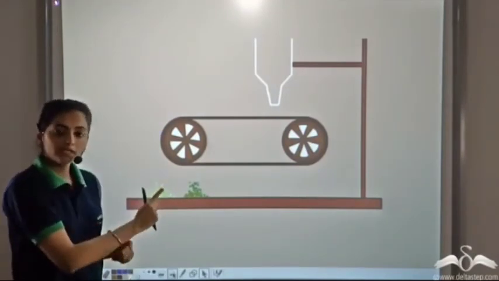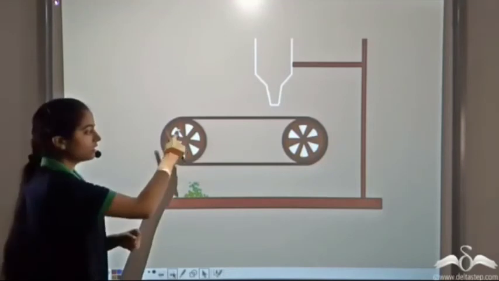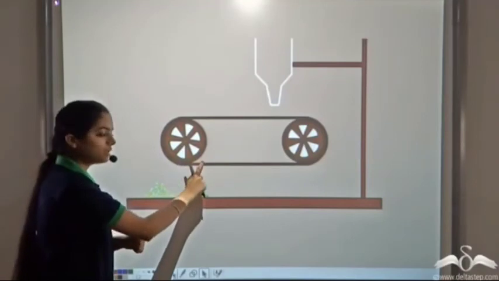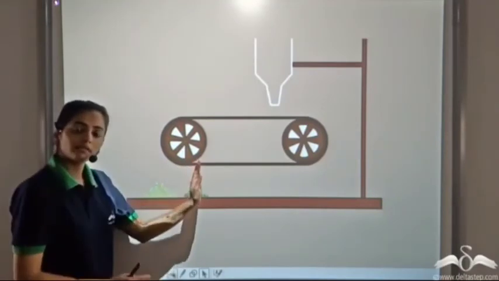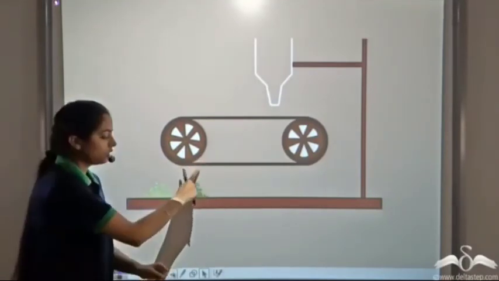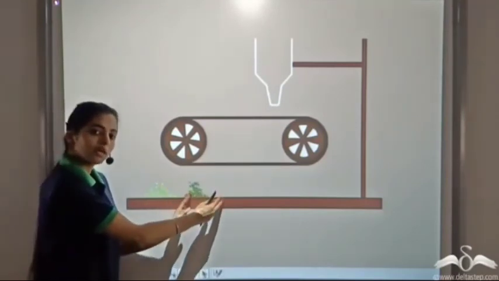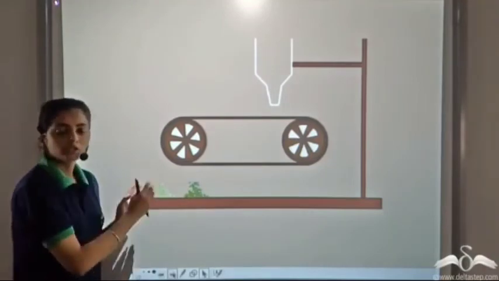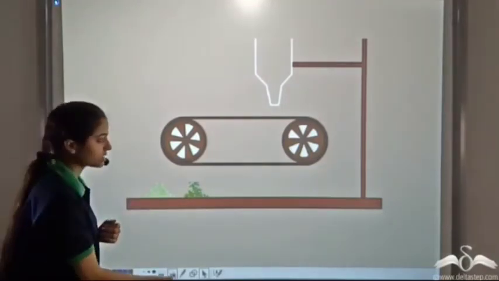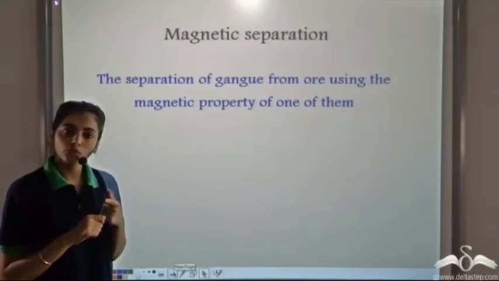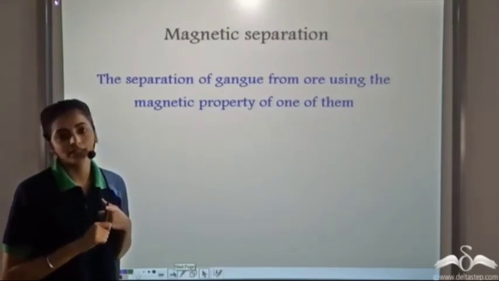The iron filings, since they are magnetic in nature, are attracted by this magnetic wheel. At the end of this, the magnetic attraction is lost. So now the iron filings fall down, and we can separate the iron filings from the ore. This method of separation is known as magnetic separation, and it is used when either the ore or the impurity is magnetic in nature.